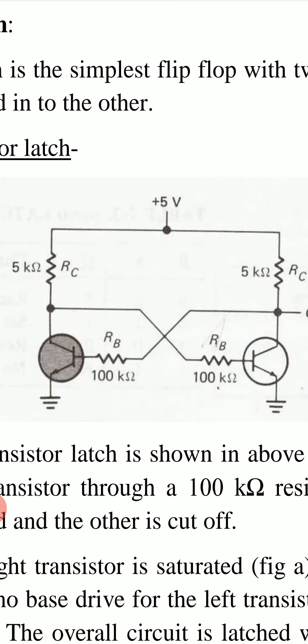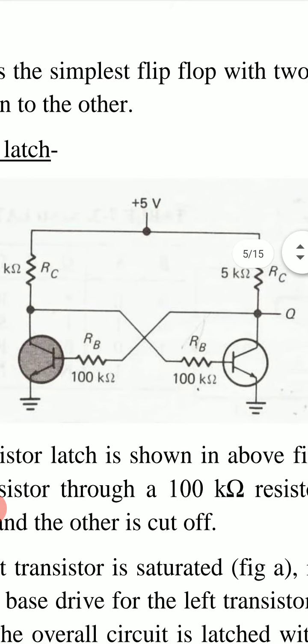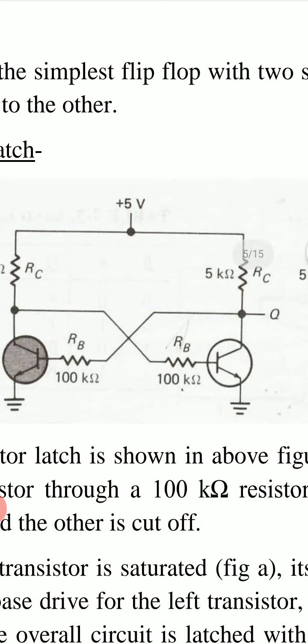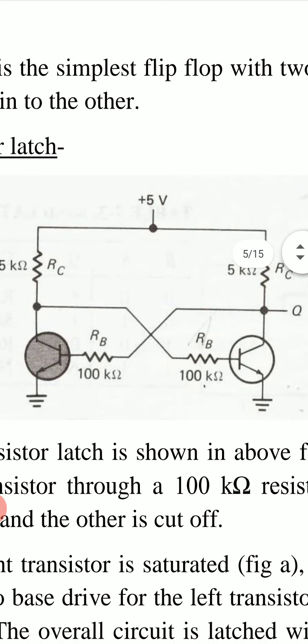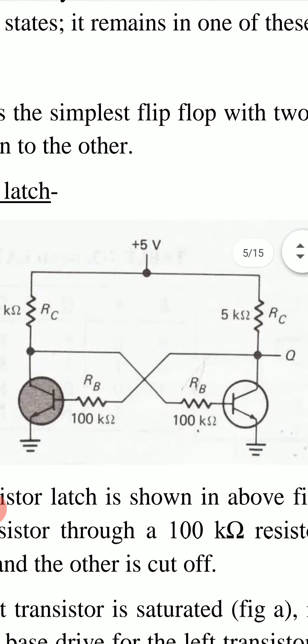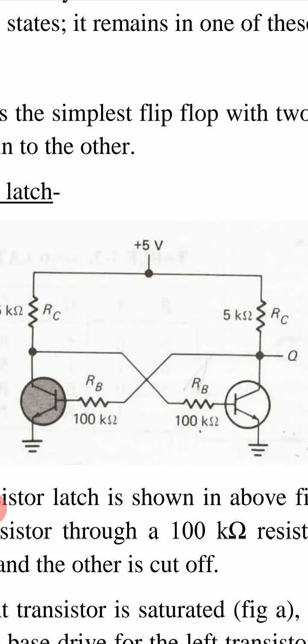A transistor is called saturated when emitter current flows through it, and a transistor is called in cut-off state when no emitter current flows through it. We see in this figure the transistor in shaded form is in cut-off condition, and the unshaded transistor is in saturation condition. One of the transistors will be in saturation condition and the other will be in cut-off condition.